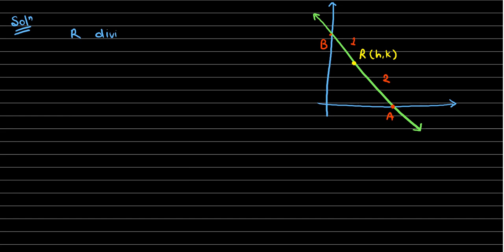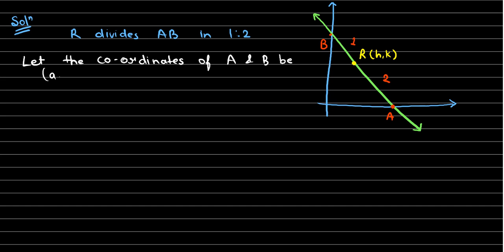Right? So here, let us suppose the coordinates of A and B to be what? Again, they are lying on the x-axis and the y-axis. So we can say let the coordinates of A and B be (a, 0) and (0, b). So let's write down the equation. We can use the section formula to get the relationship between the coordinates of R and the AB. So let's do that. For this purpose, I'll start with the coordinate of R. This is h, right? But before using that, who is going to tell me the section formula?